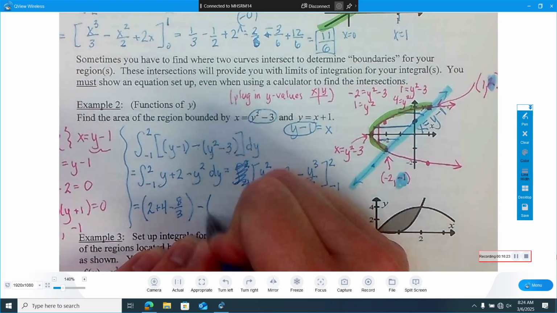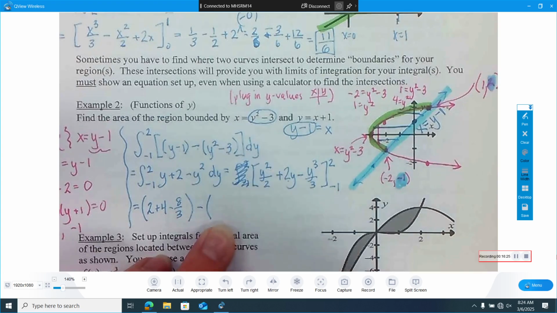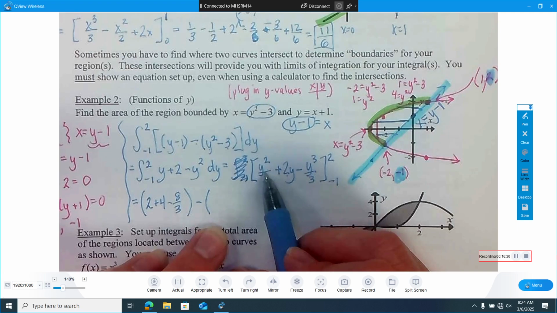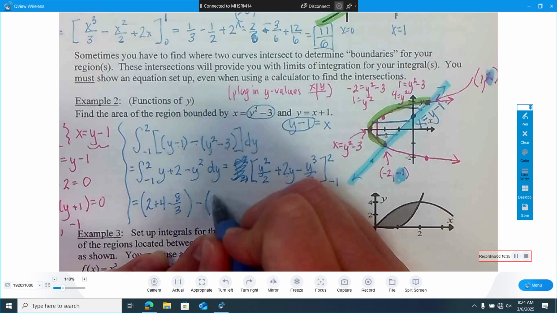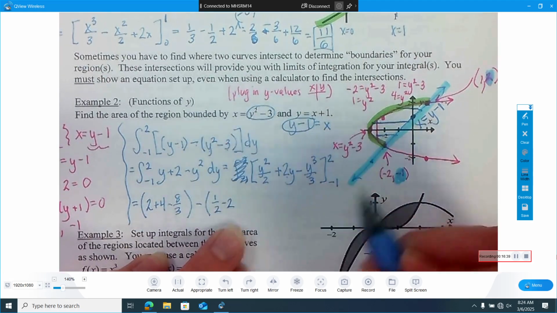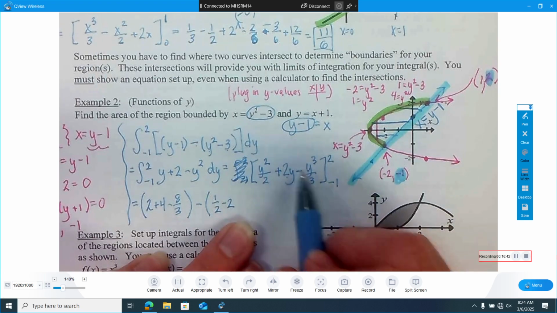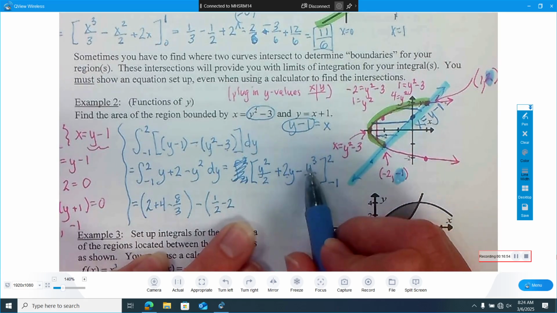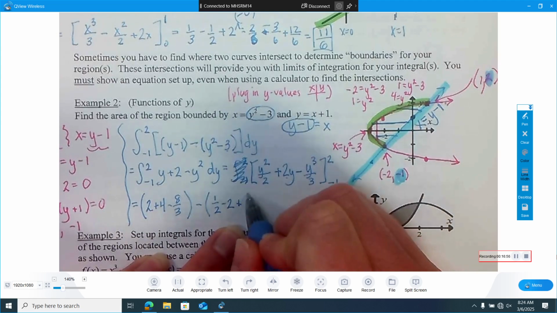And then we're going to subtract. Now we're going to substitute in the -1. -1 squared is what? 1, so +1 over 2. Be careful. Then we have 2 times -1, which gives me -2. And then we have minus the quantity -1 cubed. What does that turn into? -1 cubed is -1, and times the negative would give us +1/3.